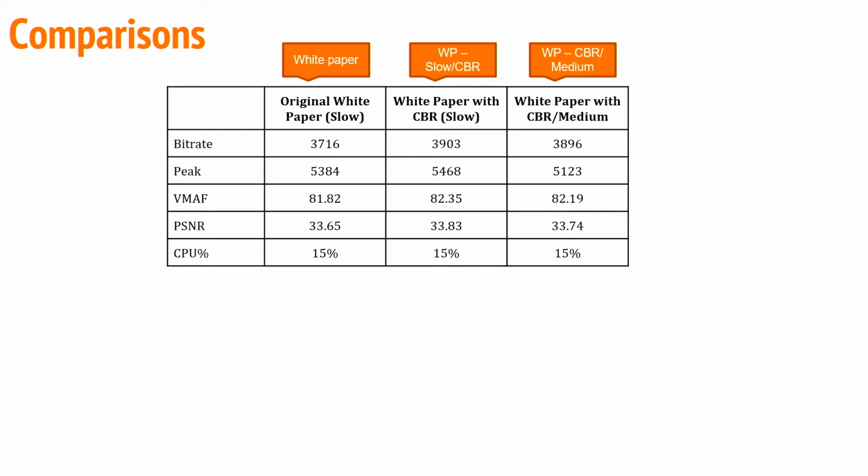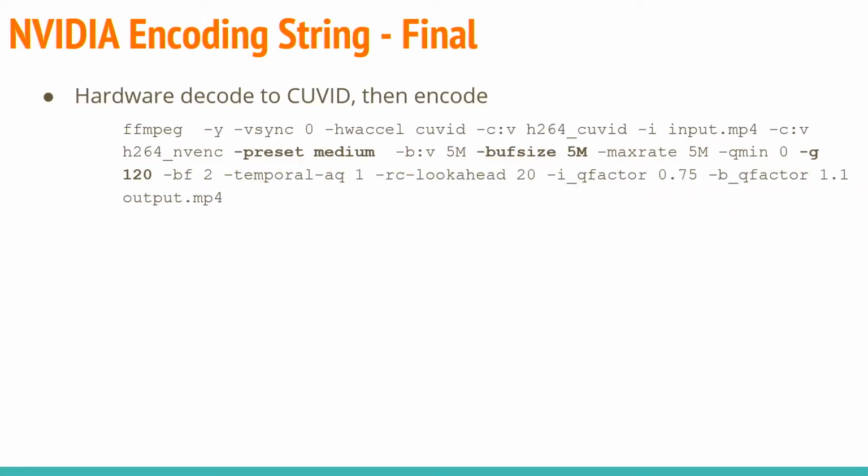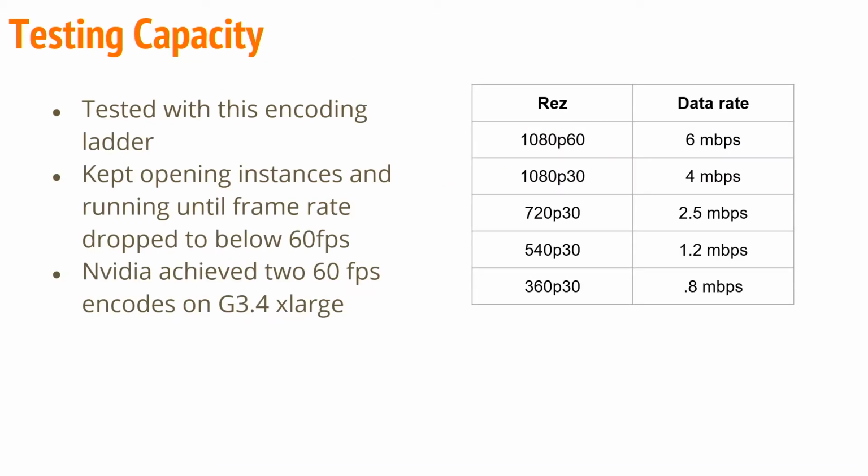Long story short, this is what we did to try and figure out the optimal presets for NVIDIA. And this is what we ended up using. So we went from slow to medium and from 10 megabits per second to 5 megabits per second. Fortunately, things got a little bit simpler from there.